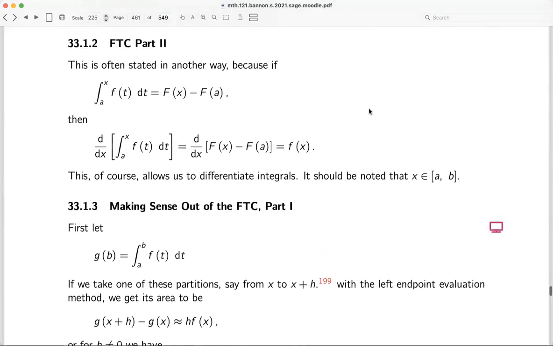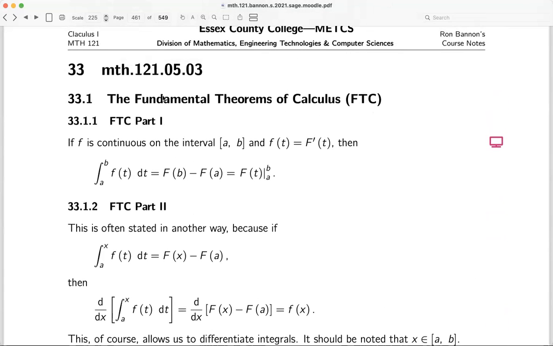Okay, we're in section 33 now, and this is the fundamental theorem of calculus. We're going to make the problems a lot easier to deal with. However, I will point this out: for some students, myself included, by the way, this might be hard to get through. All right.